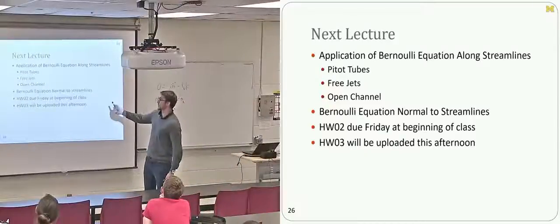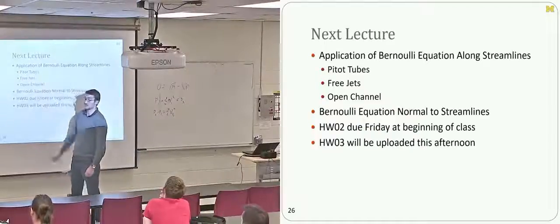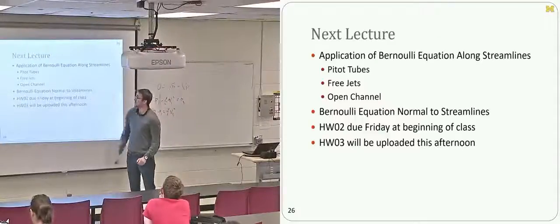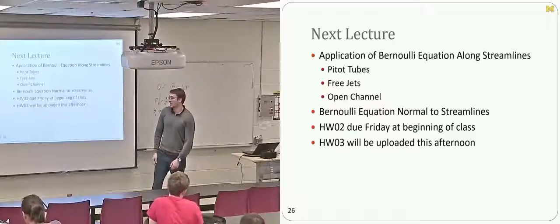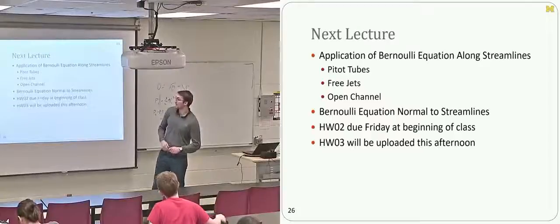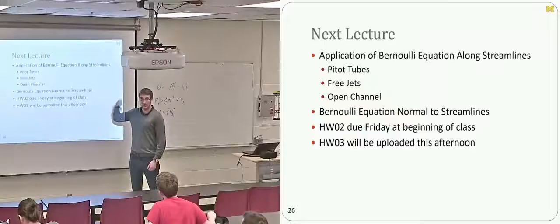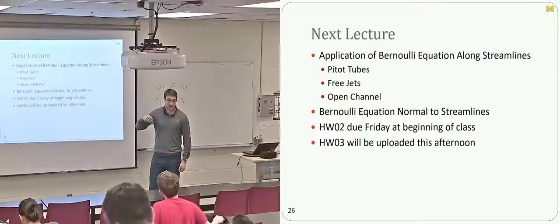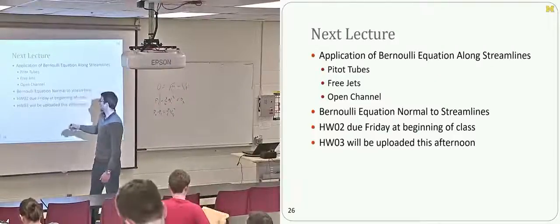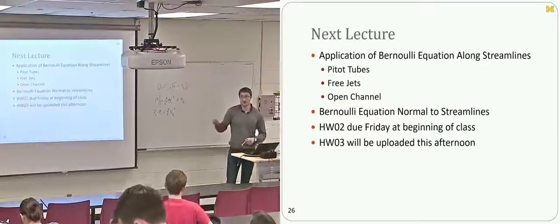So next lecture, we're going to start talking about how we apply Bernoulli equations, things like pitot tubes, which are essentially glorified manometers, free jets, open channel flows, and we're going to derive the Bernoulli equation in the direction normal to the streamline. It can allow us to do things like compute the pressure at the center or the eye of a tornado. Don't forget, homework 2 is going to be due on Friday at the beginning of lecture. Problem number 3 is extra credit, so take a gander at it. And homework 3 I'm going to be uploading later today. That will be due next Wednesday.